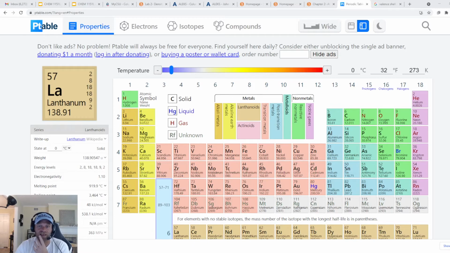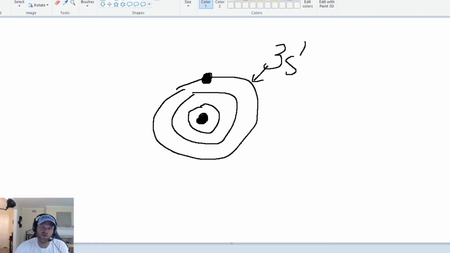Okay, that gets me to the next kind of rule, if you will. Atoms would like to have either 0 valence electrons or 8 valence electrons. We call it the octet rule.